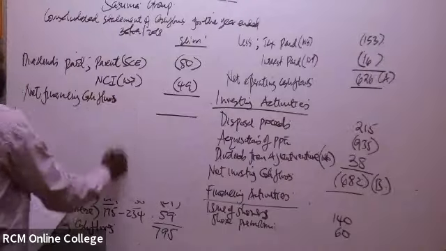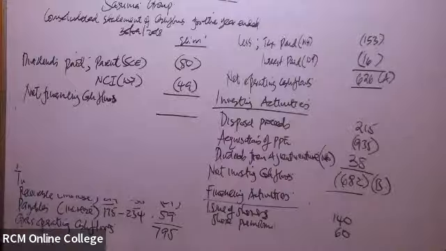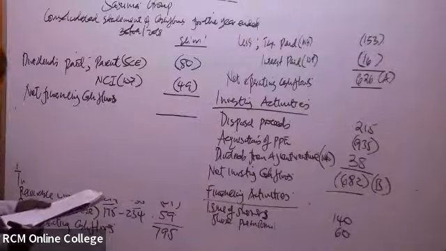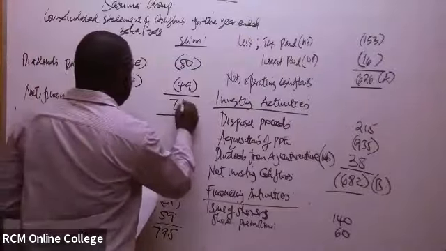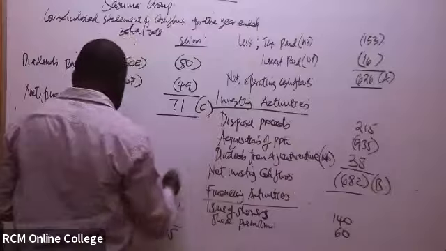The net financing cash flows, what do you get? So 140 plus 60 minus 80 minus 49, you get 71. So you get in this case 71. So this will be part C.